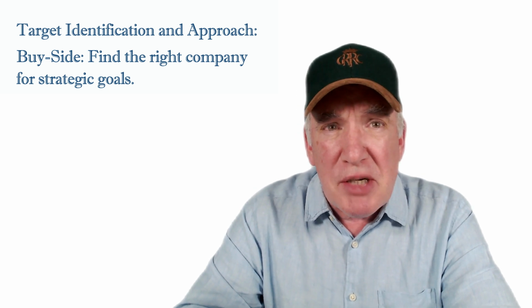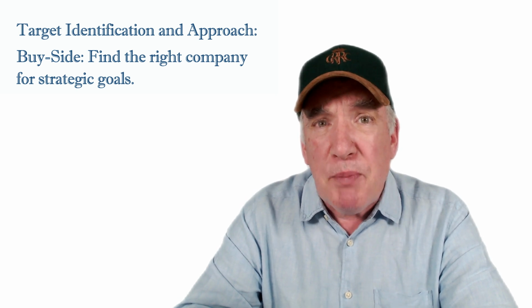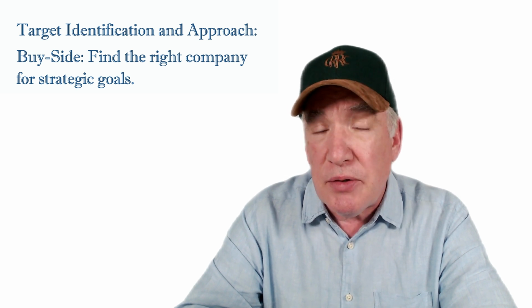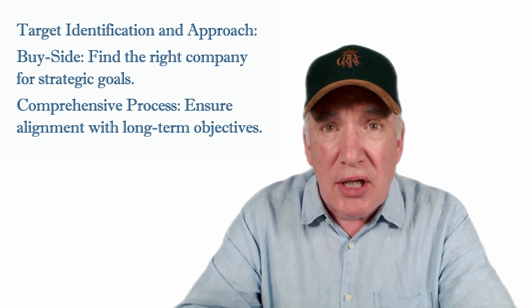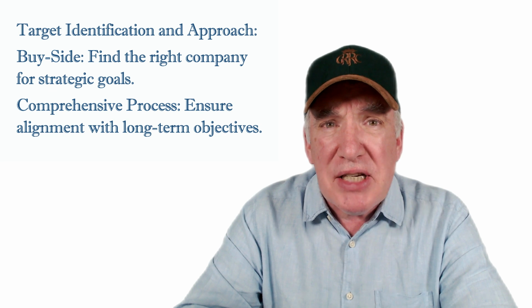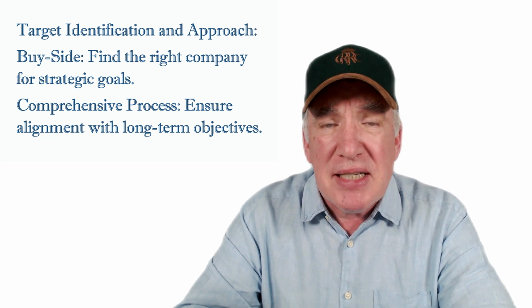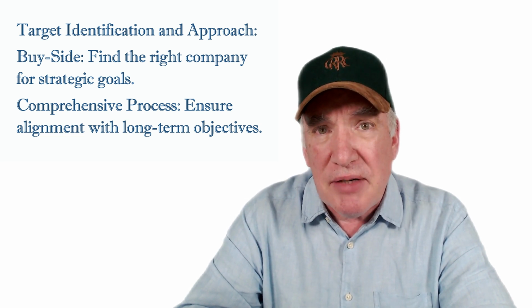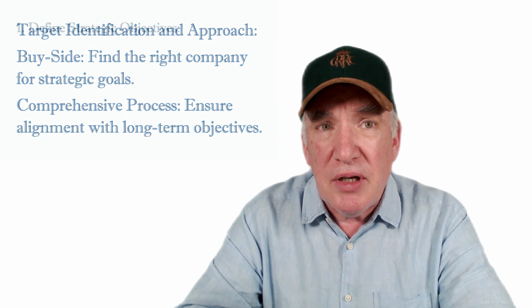This process isn't just about finding any company, it's about finding the right company, one that aligns perfectly with the buyer's strategic goals, financial criteria, and cultural values. The target identification process from the buy-side perspective is both strategic and methodical. It involves a comprehensive approach to ensure that every potential target is evaluated based on a robust set of criteria, ensuring alignment with the buying company's long-term objectives. Let's break down the key activities involved.